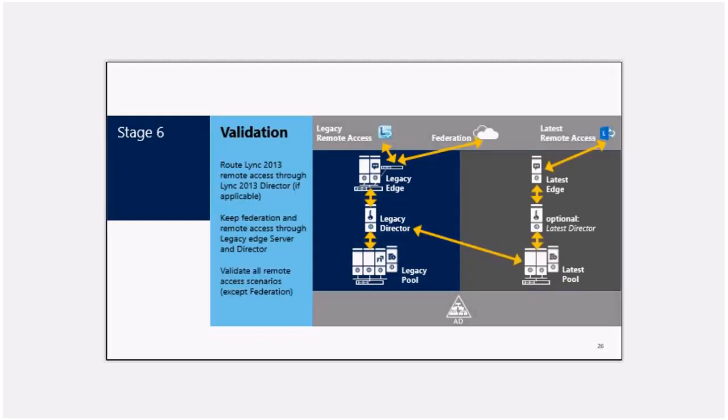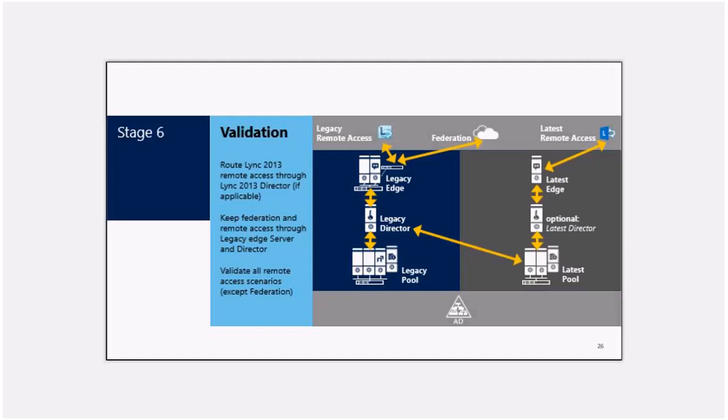Now that we've built out the environment, we want to validate everything. You want to test all your connectivity scenarios. You want to test legacy clients connecting to your legacy environment, talking to new users, and vice versa. You want to test to make sure federation works with external parties that you're talking to. During this time, your federation access will still go through your legacy environment.